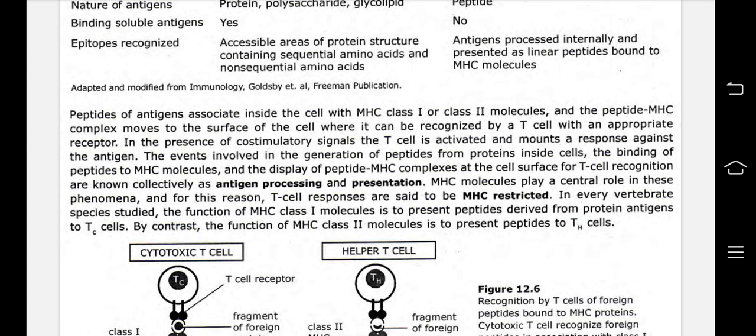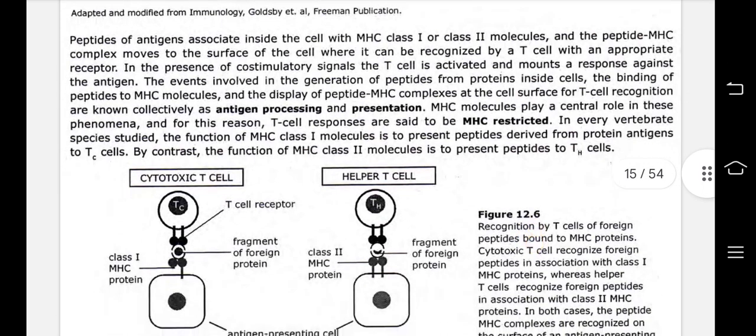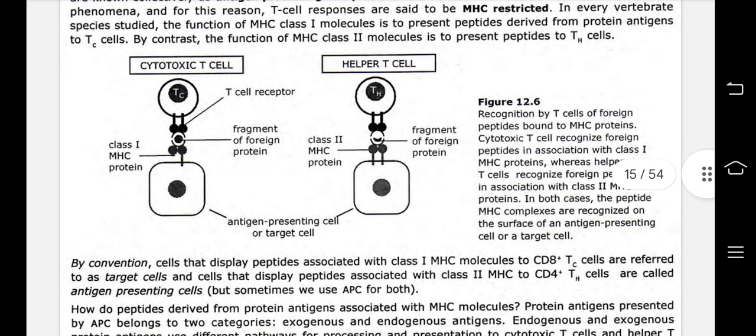In every vertebrate species studied, the function of MHC class 1 molecules is to present peptides derived from protein antigen to Tc cells. By contrast, the function of MHC class 2 molecules is to present peptides to Th cells. Here we see the cytotoxic cell, T cell receptor, class 1 MHC protein, fragment of foreign protein, antigen presenting cell or target cell, helper cell, class 2 MHC protein, and fragment of foreign protein. This shows the recognition by T cells of foreign peptides bound to MHC proteins.